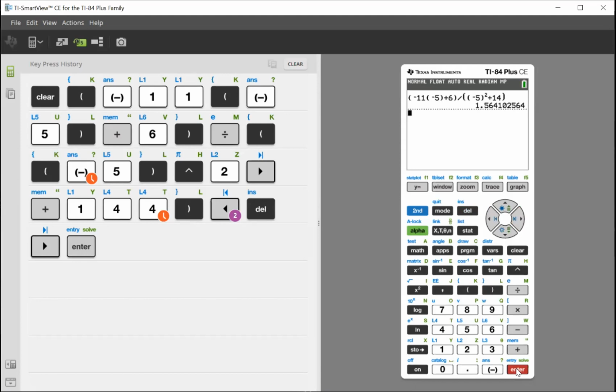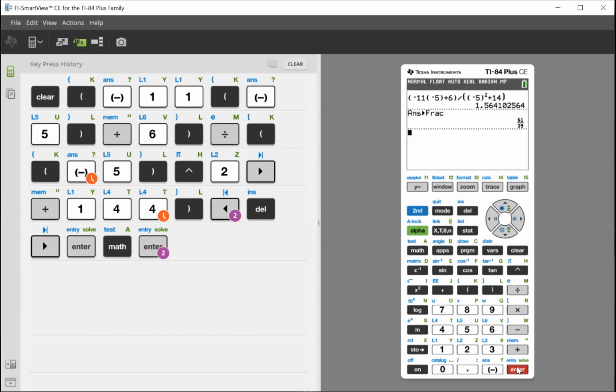Now remember, we don't want a decimal answer. We want a fraction answer. So when you get a decimal answer, you come over here and hit math. Number 1 is turn your answer into a fraction. So hit enter twice, and I get, oh, what is that? 61 over 39.